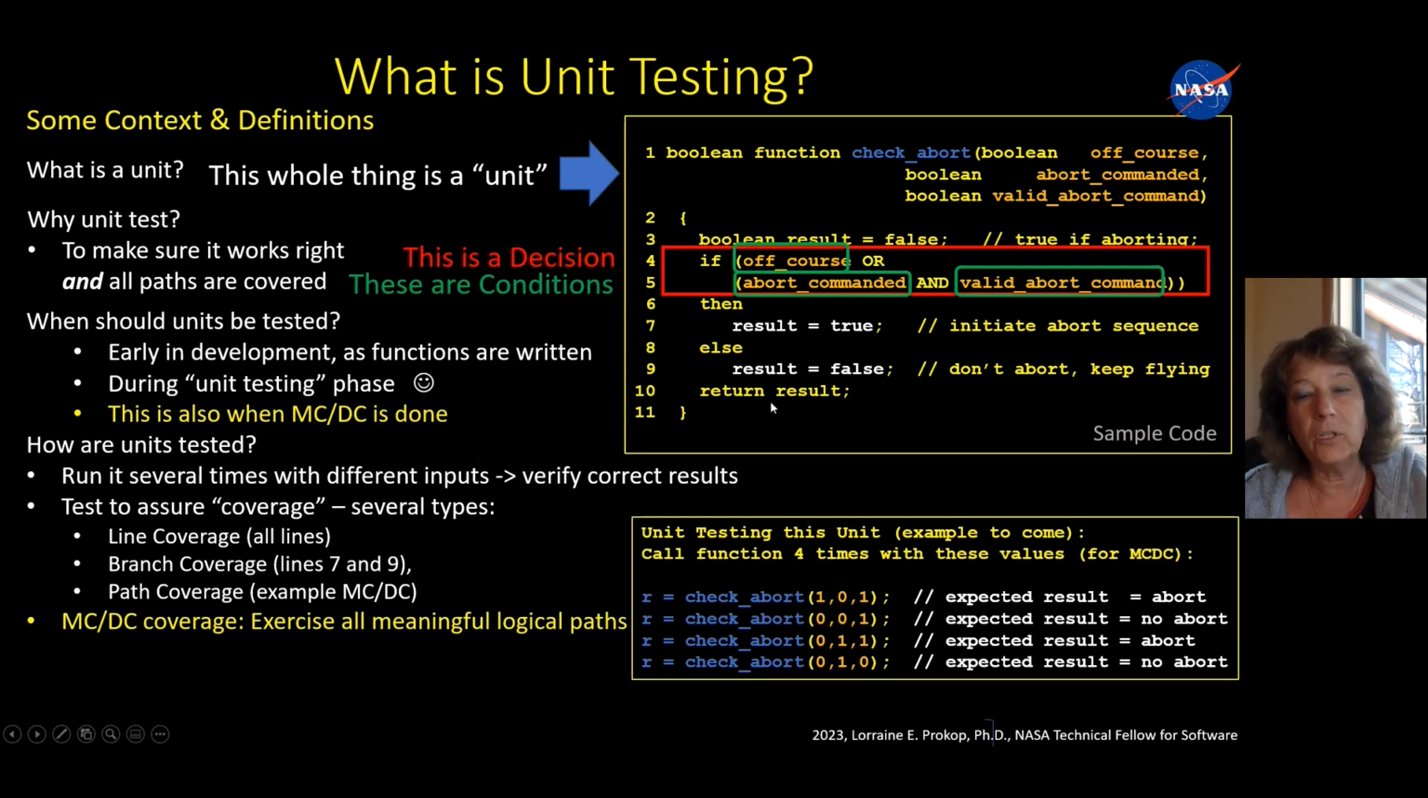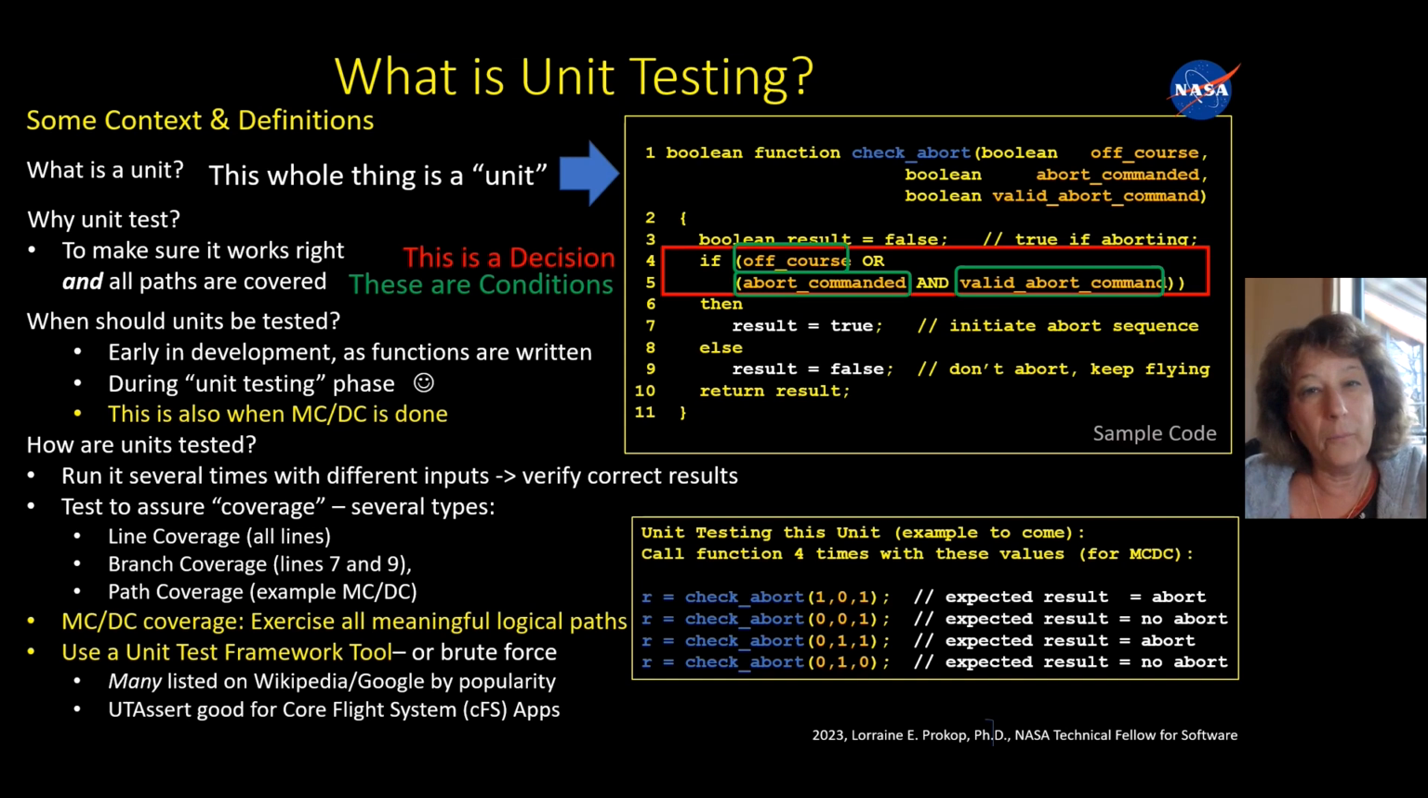Now, path coverage is where you get into the decisions and the conditions and the logical paths through the code based on the true and falseness of these values. And that's where MCDC comes in, where it exercises the minimum set of meaningful logical paths through that.